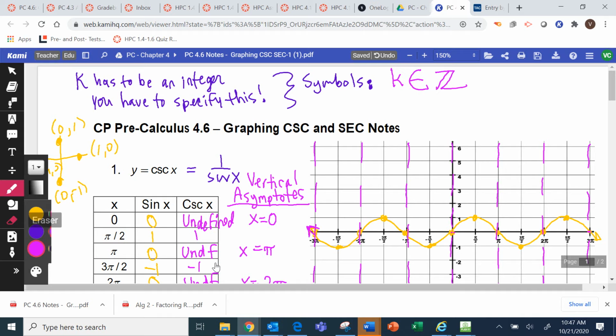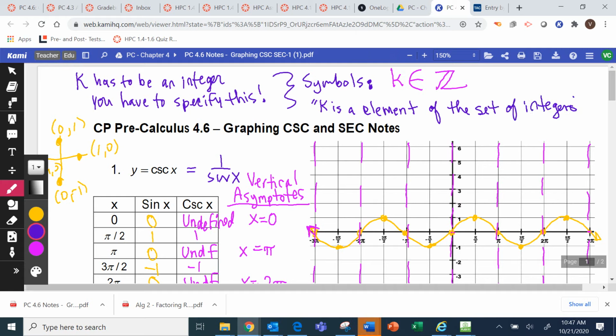This thing in the middle is kind of messy. I've got to fix it, so don't copy it down yet. There. It's kind of like a curvy E thing. All right. And that stands for k is an element, which is the E, is an element of the set of integers. So that is saying that k is an integer. Okay, but it's a lot quicker to write it.